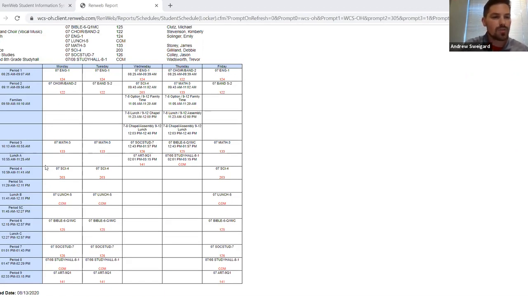Monday, Tuesday, Friday, same schedule. So you come down here to period 3, and here's where it gets a little confusing. You'll see lunch A, period 5A, period 5C, lunch C. Those are all blank. If anything is blank, that means that nothing is scheduled for you during that period. So you can cross that out.